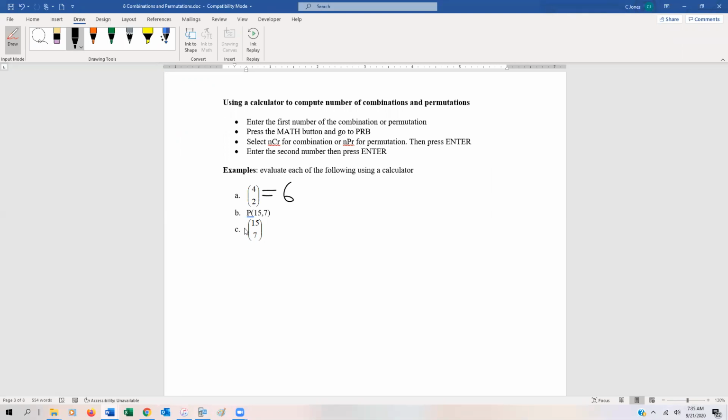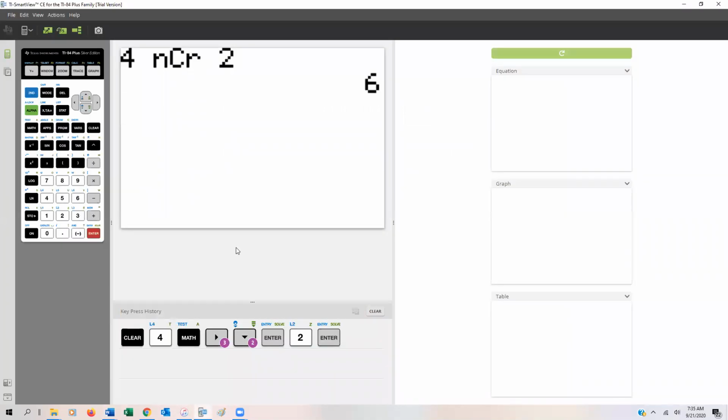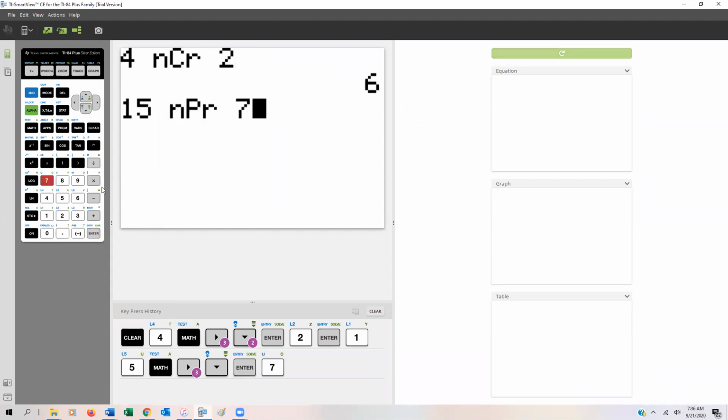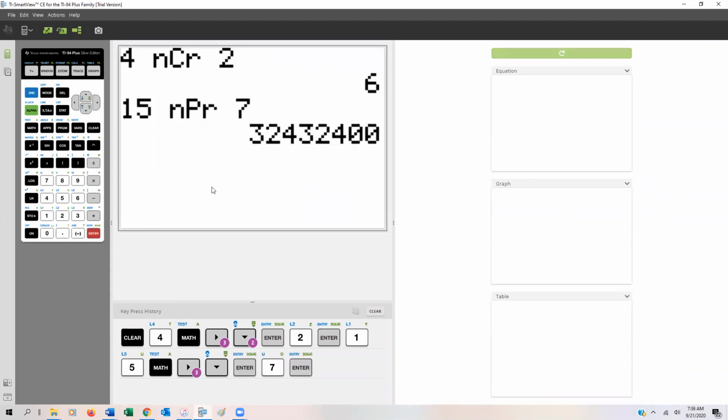Now, what about 15.7? Well, that would be pretty difficult for us to do by hand. So what I'm going to do is start by typing in 15, and this is a permutation, by the way. It's 15 permutation 7. I'm going to select math. I'm going to go over to prob, and I'm going to select NPR because it's a permutation. And then I'm going to select 7 and hit enter, and I get 32,432,400.